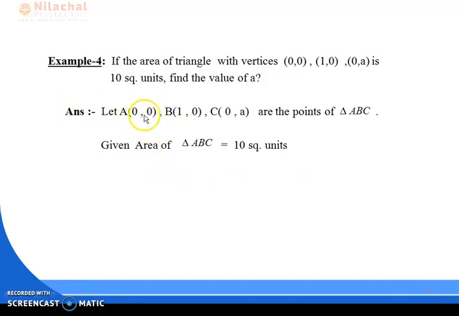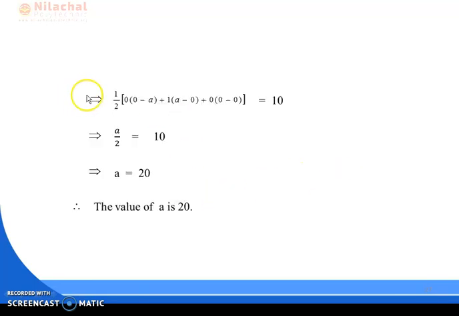So, A point is given, x1 is 0, y1 is 0. B vertex is given, x2 is 1 and y2 is 0. And C vertex of the triangle is given, x3 is 0 and y3 is a. Given the area of triangle ABC equals 10 square units, what is the formula? Half of x1 times (y2 minus y3), where y2 is 0 and y3 is a, plus x2 times (y3 minus y1), where y3 is a and y1 is 0, plus x3 times (y1 minus y2), where y1 is 0 and y2 is 0, equals 10 square units.